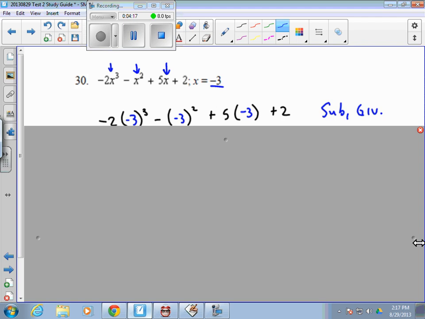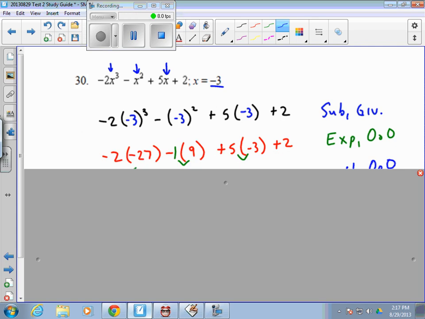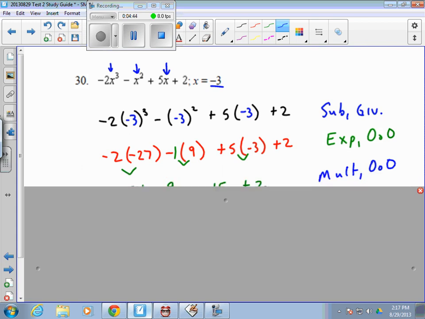And then the last one, we have to plug in x in 3 different spots. X's value is negative 3. So we're substituting in given values. Negative 2 times negative 3 to the third minus a negative 3 squared plus 5 times negative 3 plus 2. The next thing you do is evaluate the exponents. Negative 3 to the third power, negative times a negative is a positive, times one more negative is another negative, becomes negative 27. Negative 3 squared becomes positive 9. That's evaluating the exponents.